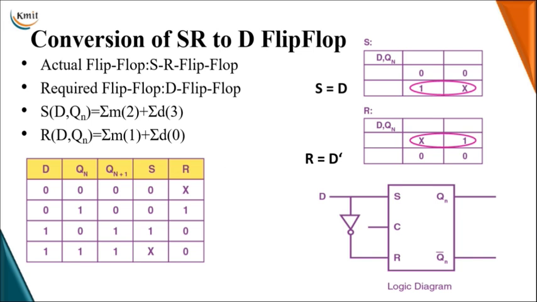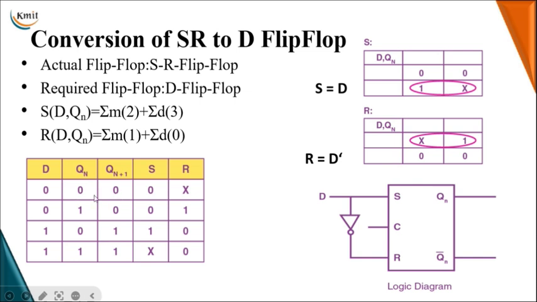In the same manner, we can also convert SR to D flip-flop. So here the required flip-flop is D flip-flop, and the actual flip-flop is SR flip-flop. Now first we have to draw the conversion table, starting with the D flip-flop state table. As the D flip-flop has only one input, D, we indicate the present state and next state in the state table. So Qn plus 1 is equal to D. Whatever the D value is, that will be your Qn plus 1.